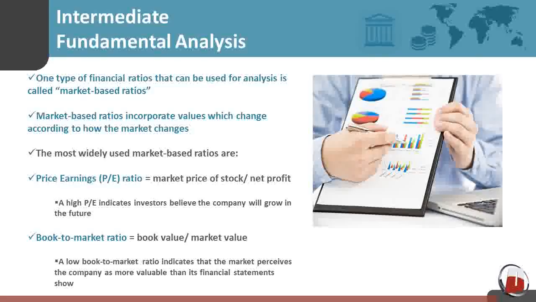Book-to-market ratio equals book value divided by market value, which is calculated by dividing the book value by the market value of a company. A low book-to-market ratio indicates that the market perceives the company as more valuable than its financial statements show.